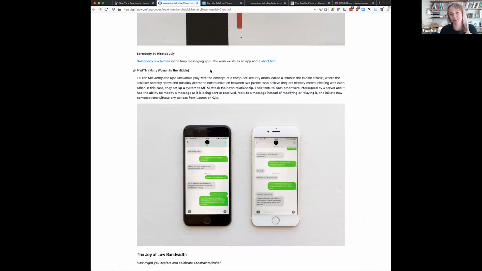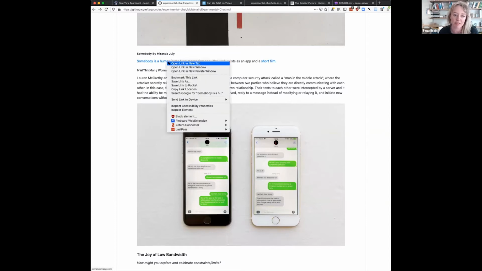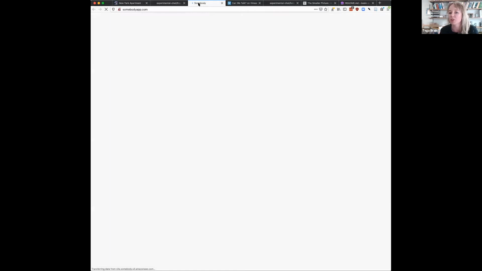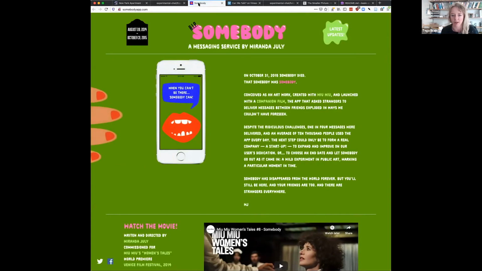Another example of an artist who has done experiments, and I think this project also thinks about interpretation and glitch, is Miranda July. She's a filmmaker in the US, and her app Somebody is an app that attempts to put humans in the loop of communication, right? So the idea is that if I want to send a message to, say, Gordon, maybe it's a difficult message, so I'm a bit worried about how he's going to react when he hears the news.